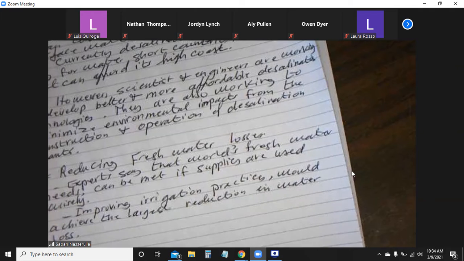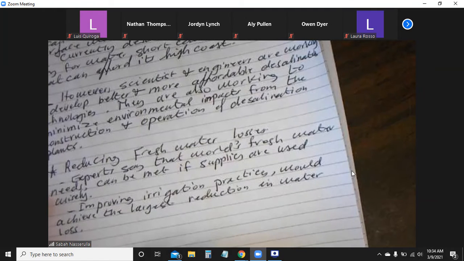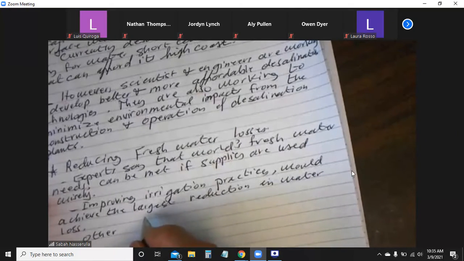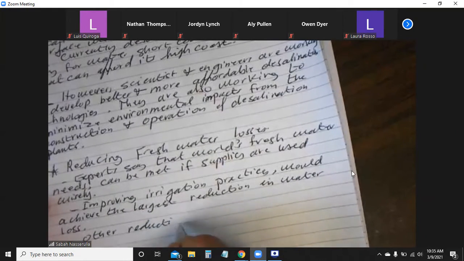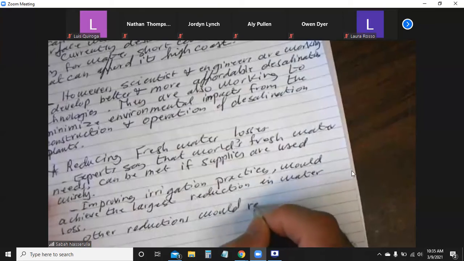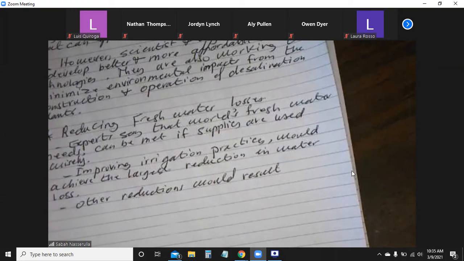And now, according to this reference, the other way to add to this is if the government tries to reduce its subsidies of water, which means making it more expensive so that people will use it more wisely. So to mention this point, other reductions would result from reducing government subsidies.